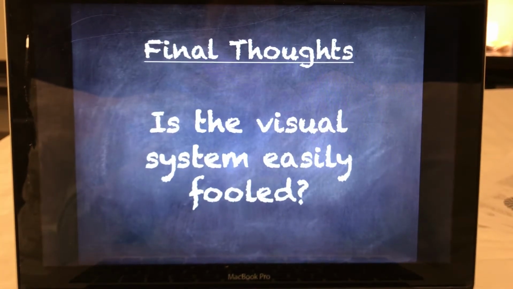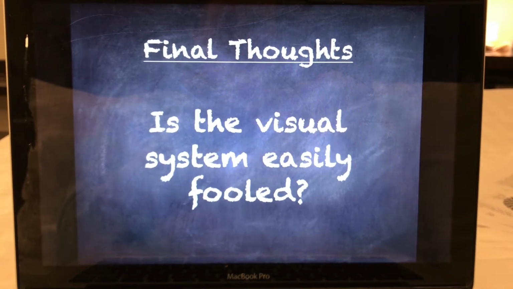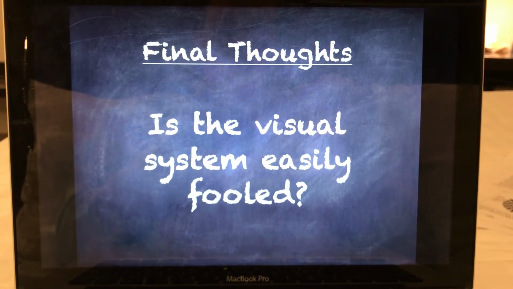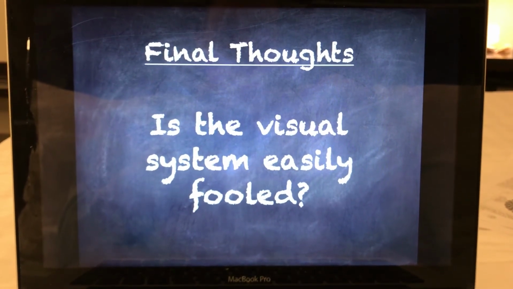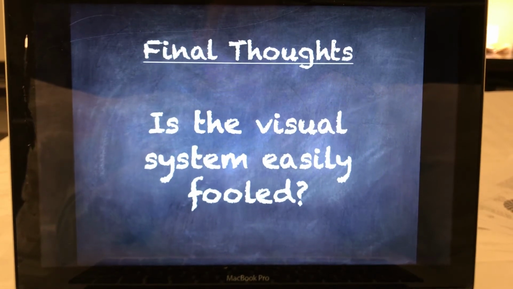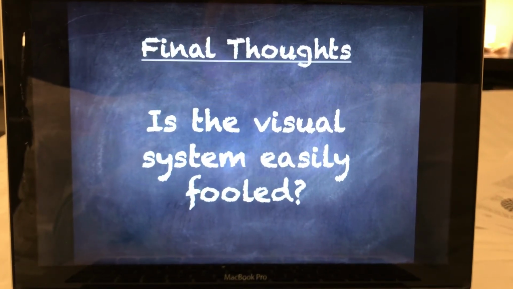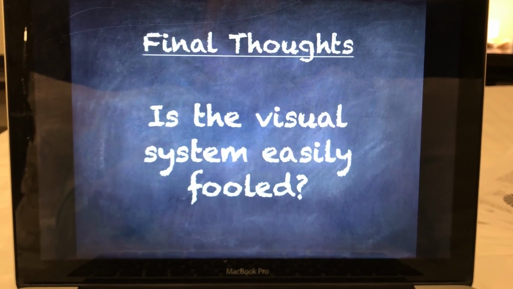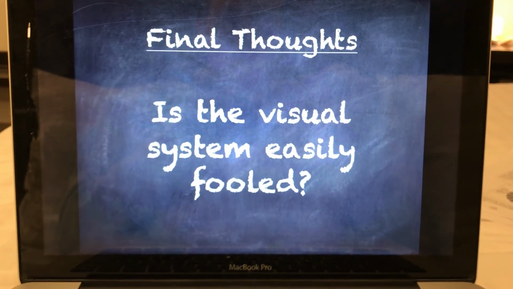Now, do not think that the visual system is easily fooled, because that is untrue. The rotating snake illusion has been used as a teaching tool to learn more about how the visual system works. Also, please note, not everyone can see this visual illusion, because some individuals have a sharper visual system than the average human being.